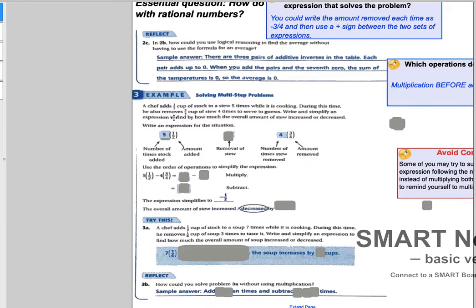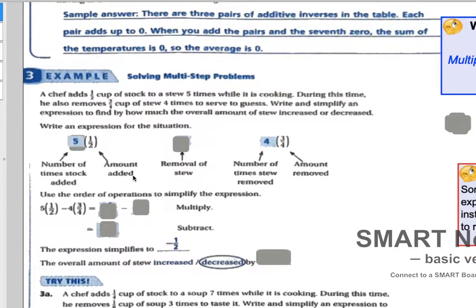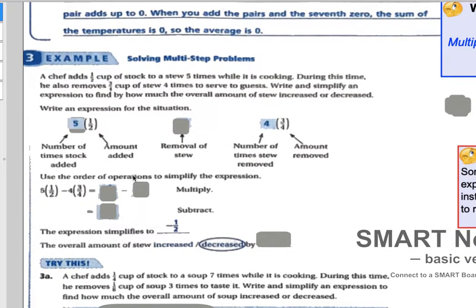A chef adds, I'm going to magnify this a little bit, adds a half cup of stock to a stew 5 times. So 5 different times he's going to add a half cup. During this time, he also removes 3/4 of a cup of stew 4 times to serve, right? So we're pouring in, adding, taking out, negative or subtracting. So let's write and simplify an expression to find how much the overall amount of stew is increased or decreased.